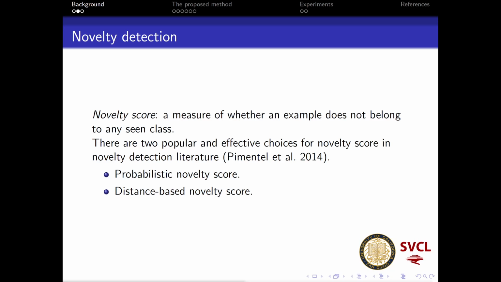The essence of a novelty detection algorithm is to design a novelty score that measures whether an example belongs to a training class. Two popular choices are probabilistic score and the distance-based score. The former estimates the generative probability or the class-conditional probability of an example. The latter aims to find a distance metric between examples and seen classes in the feature space.